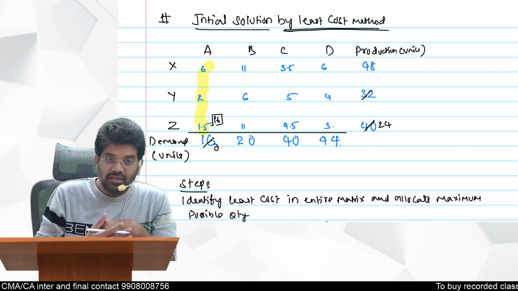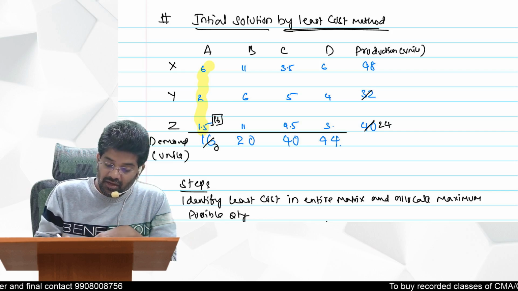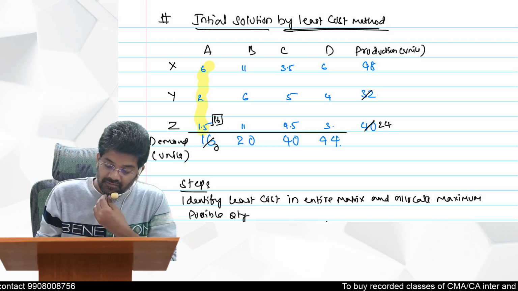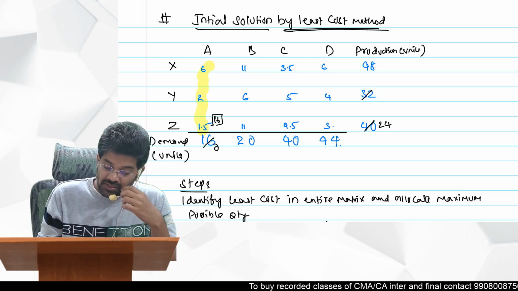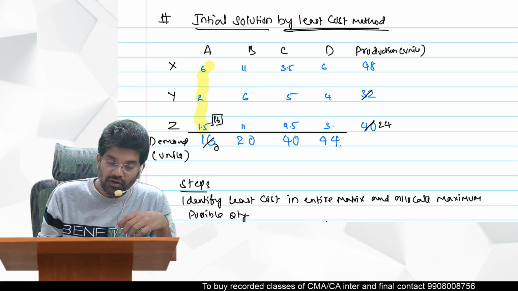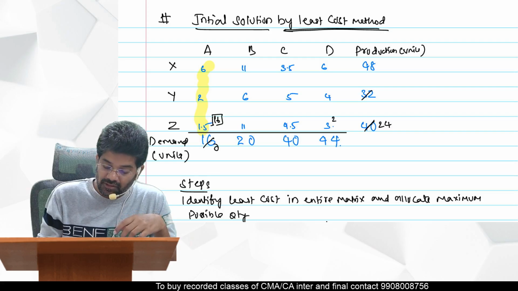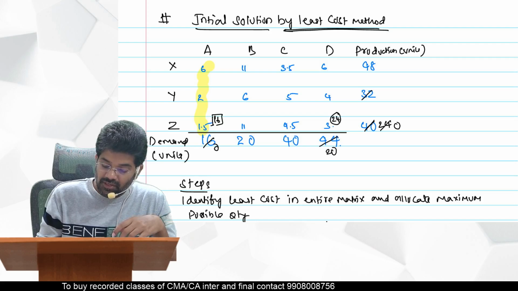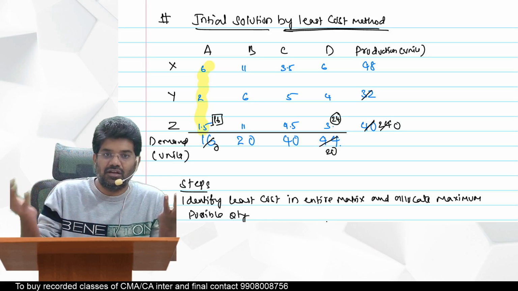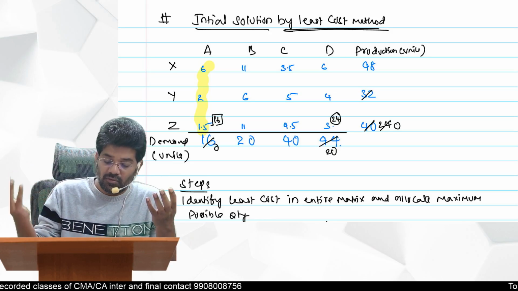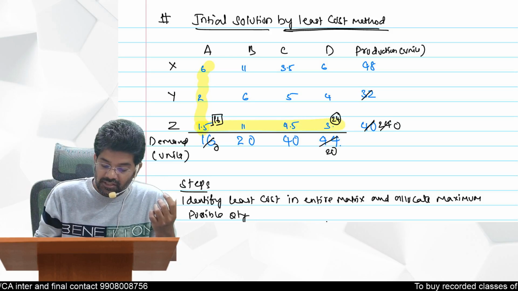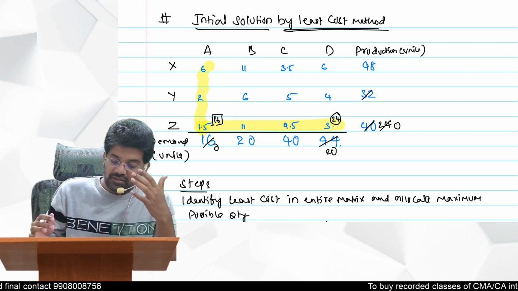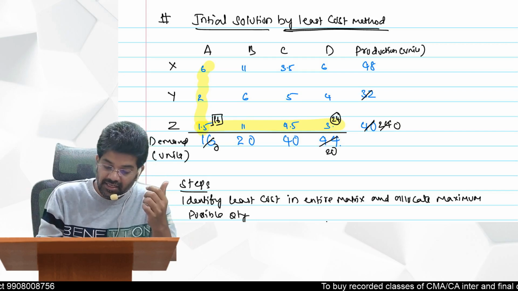again allocation. Now remaining, again the least cost. Least cost is 3. How much can I allocate? 24 or 44, whichever is lower. So 24 here, 24 I can allocate. So this one will become 20, this one will become 0. So that means again Z you cannot transport any more quantity. So this row is done.